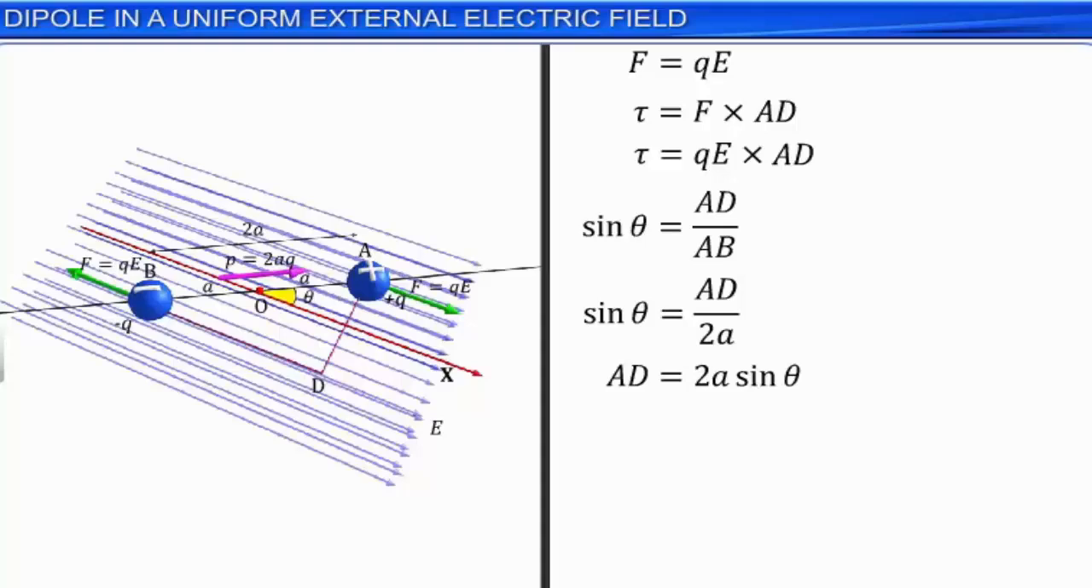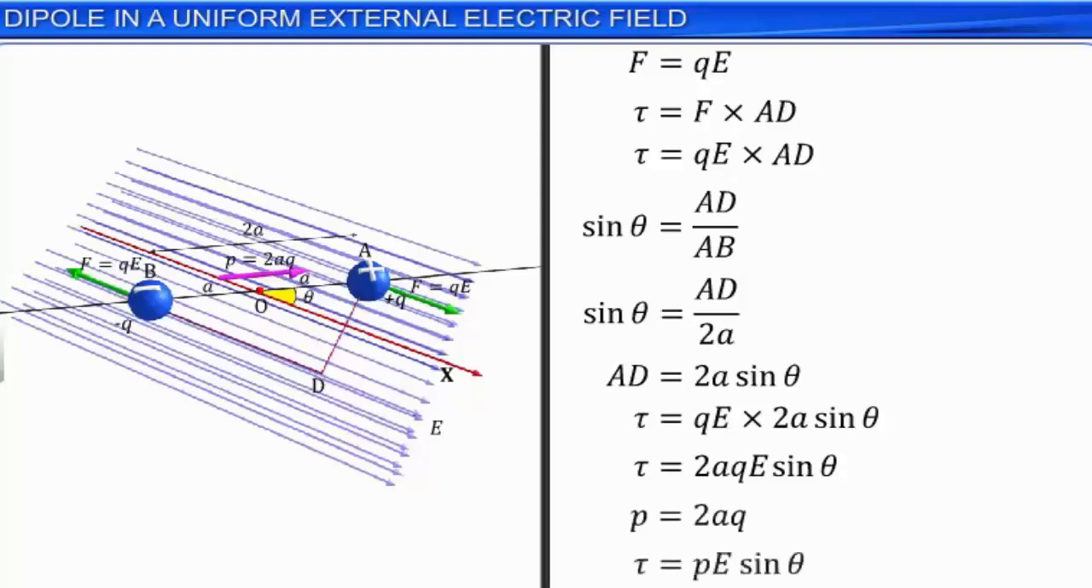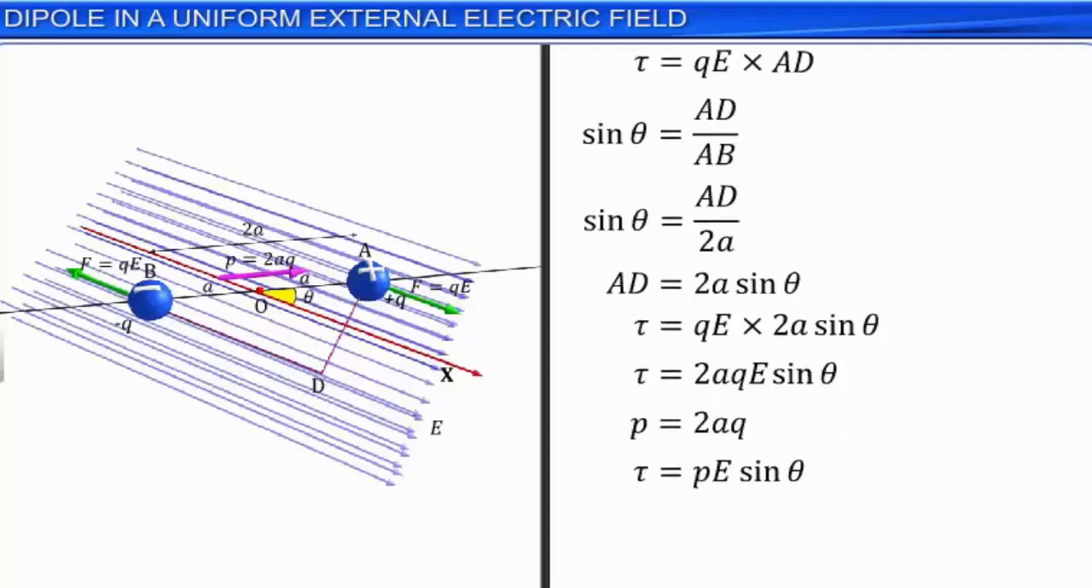Substituting the value of AD in the expression for torque tau, we get tau is equal to qE into 2a sin theta, or tau is equal to 2a qE sin theta. But the dipole moment p is equal to 2aq. Therefore, we have torque tau is equal to pE sin theta. This is the expression for the torque experienced by a dipole when placed in a uniform external electric field. Since pE sin theta is the magnitude of p cross E, we have torque tau is equal to p cross E.